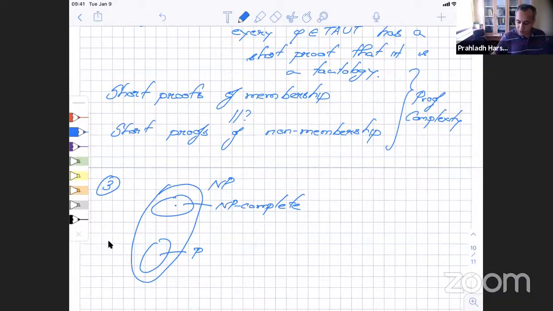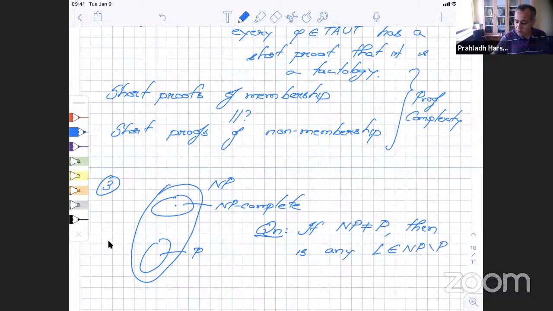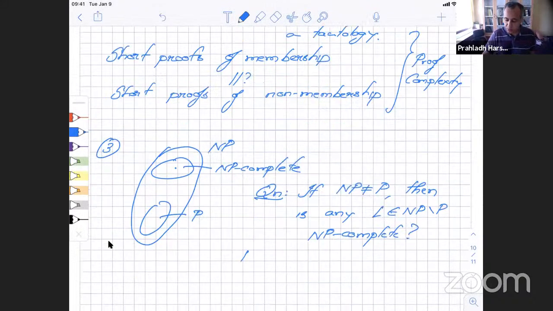You could ask that. So the question I want to ask is the following: if NP is not equal to P, then is any L in NP minus P NP complete? The answer to this happens to be no. That is, if NP were not equal to P, then there are a lot of intermediate problems which are neither in P nor NP complete. In fact, there are infinitely many such problems. There are a lot of NP intermediate problems.